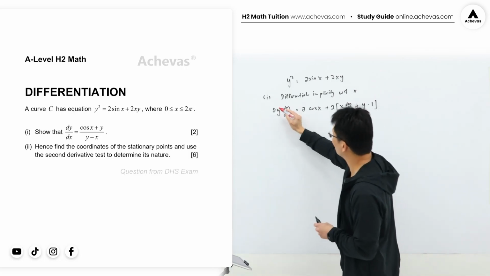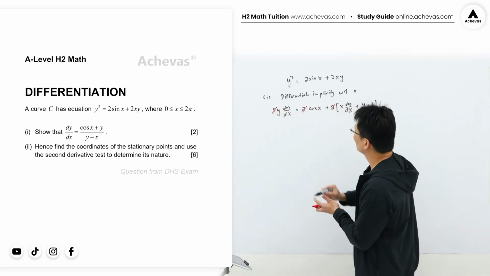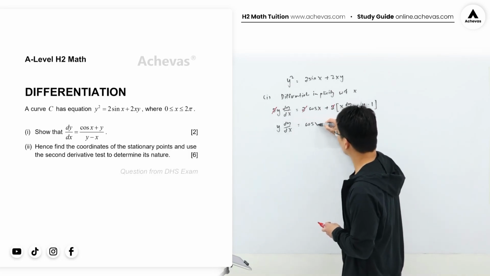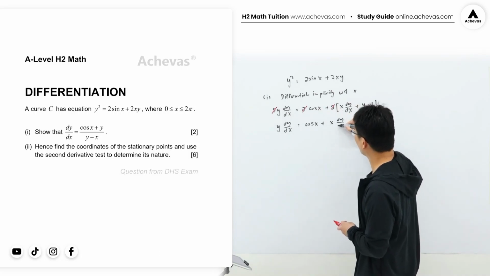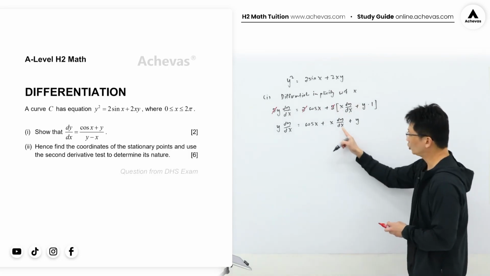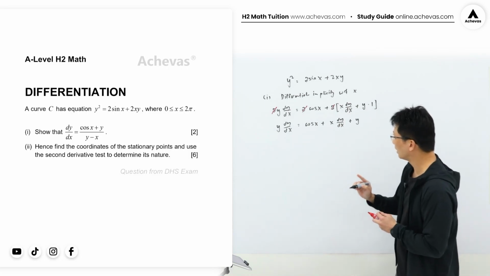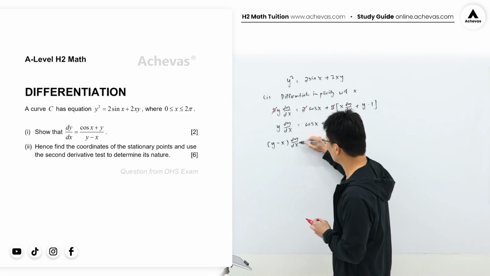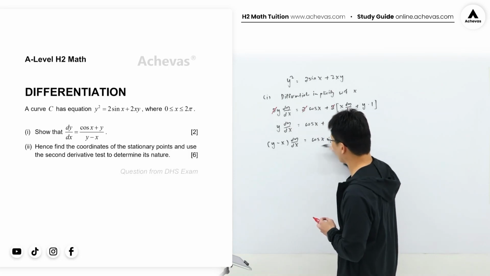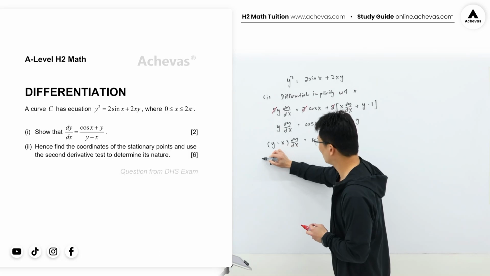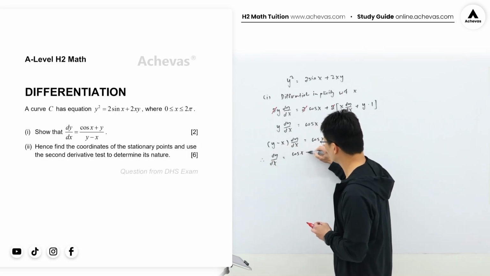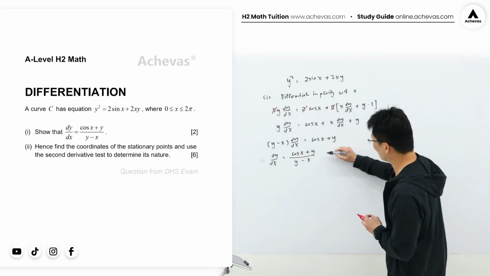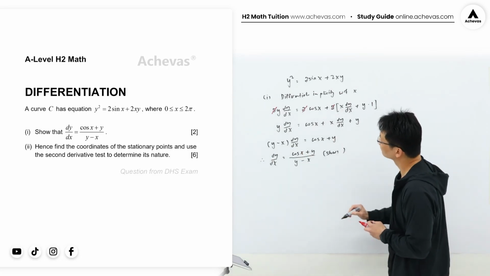I'm going to simplify a bit, cancel away all the 2's. I will end up with y dy over dx equal to cosine x plus x dy over dx plus y. I'm going to shift this term to the left-hand side and factorize our dy/dx. I will have (y minus x) dy over dx equal to cosine x plus y. Therefore, dy over dx will just be (cosine x plus y) over (y minus x). And this is what we need to show in our first part.